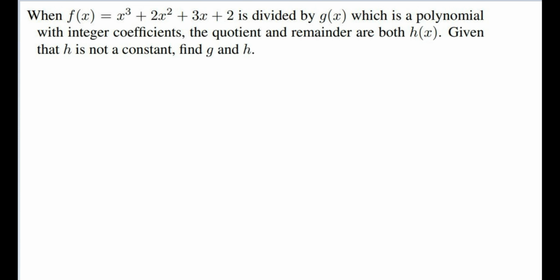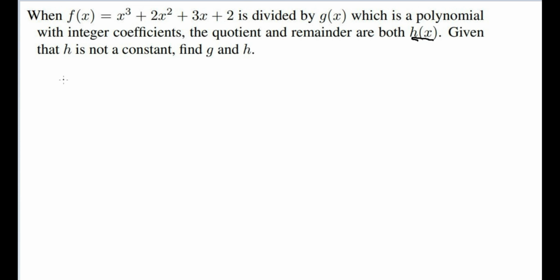In this video we'll talk about a word problem where we need to factorize polynomials and find something. This question is of SMO and UKMT level, JMO level. The question is: when f(x), the given cubic polynomial, is divided by g(x), a polynomial with integer coefficients, the quotient and remainder are both h(x), again a polynomial, given that h(x) is not a constant polynomial. You need to find g and h.